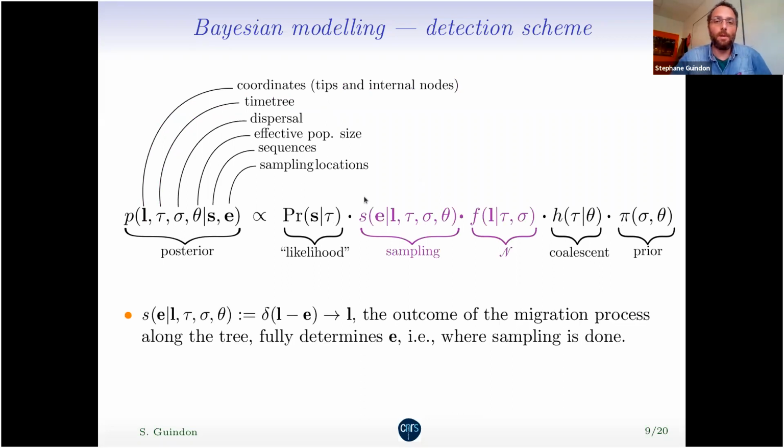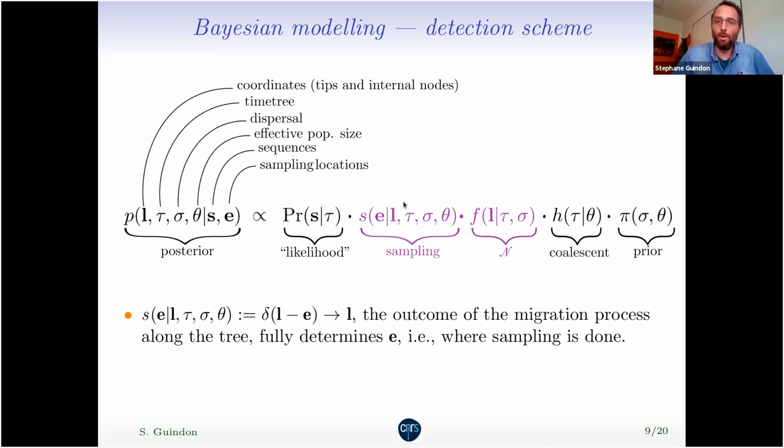And what we are really interested in here is this part of the model where, first of all, we have this density F, which corresponds to the forward in time density of the locations running along the tree. So that's the Brownian motion part of the model. And here, that's the sampling part of the model. So this is where we model sampling.